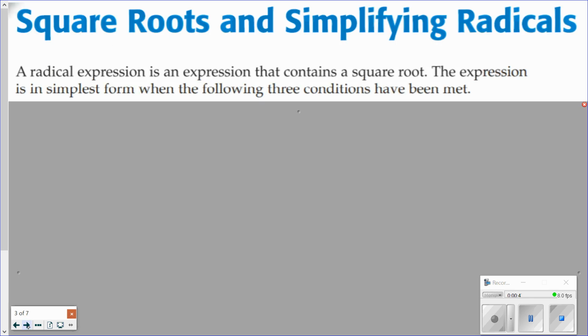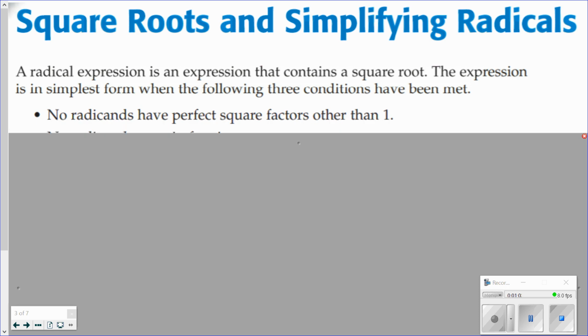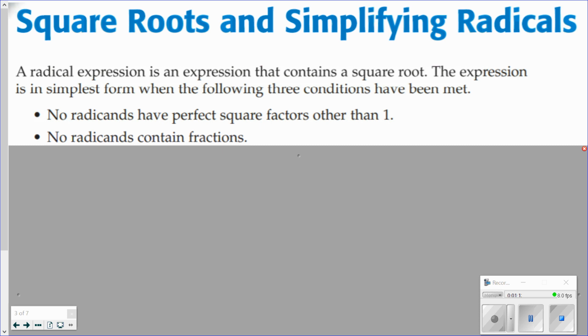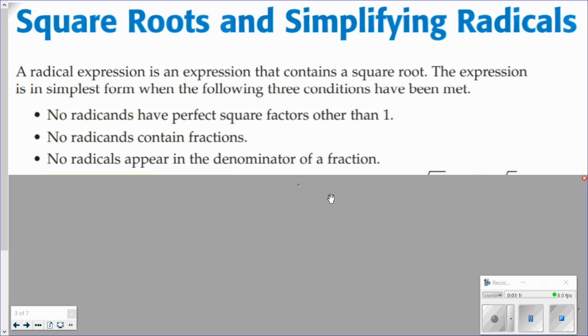Square roots and simplifying radicals. A radical expression is an expression that contains a square root. The expression is in simplest form when the following 3 conditions have been met. 1. No radicands have perfect square factors other than 1. Remember, radicand is just the number under the square root. 2. No radicands contain fractions. And 3. No radicals appear in the denominator of a fraction.